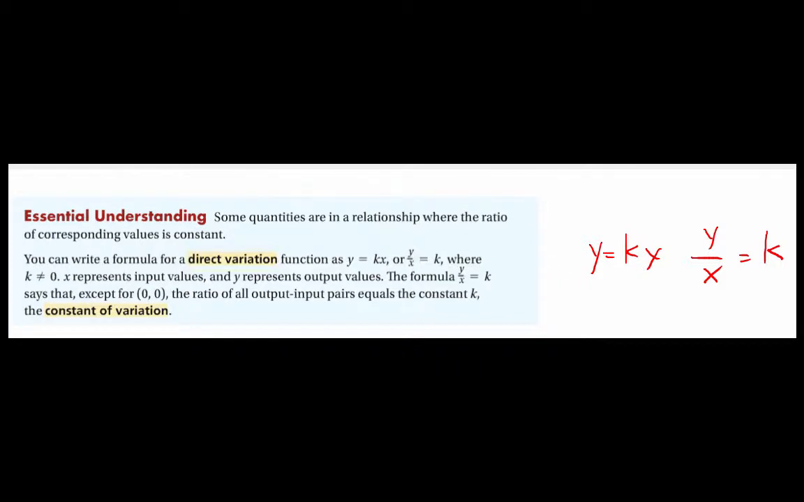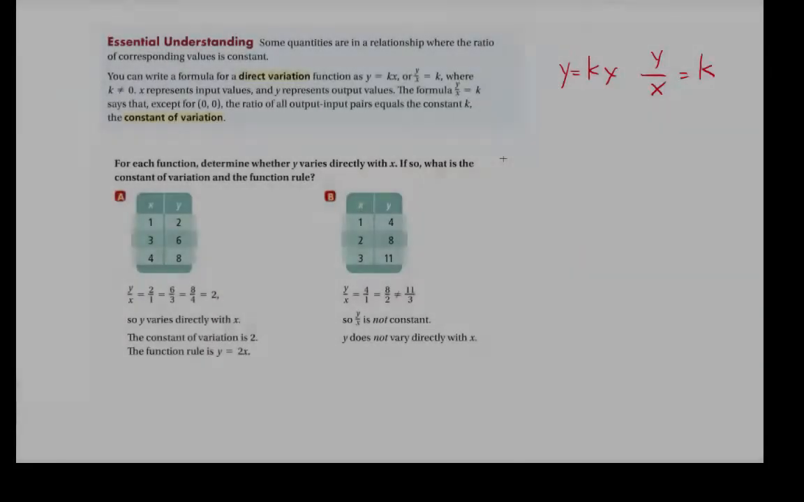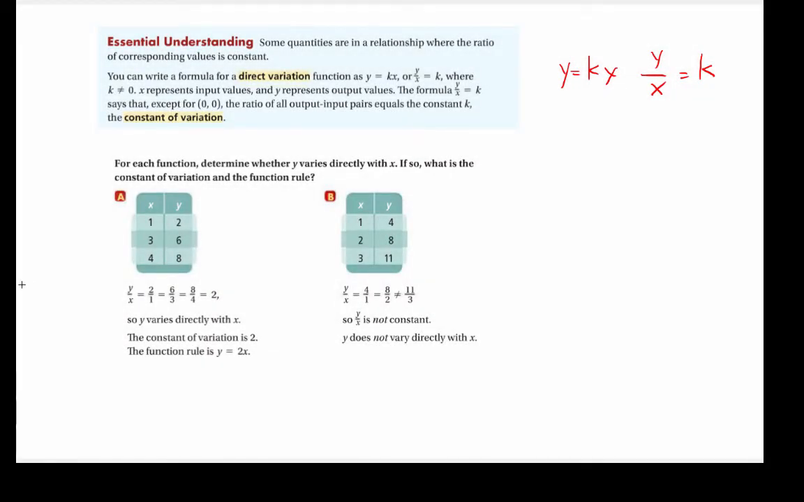So k is not going to equal 0. X represents input values and y represents output values. The formula y over x equals k says that except for 0, 0 at the origin, the ratio of all input-output pairs equals the constant k, also known as the constant of variation. So let's take a look at a couple examples here.